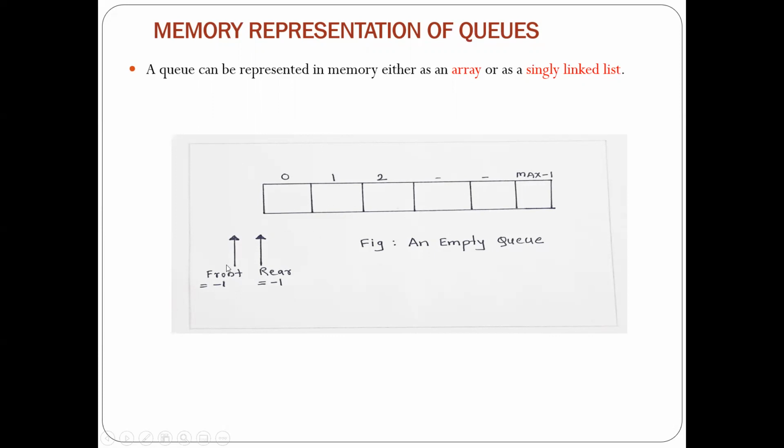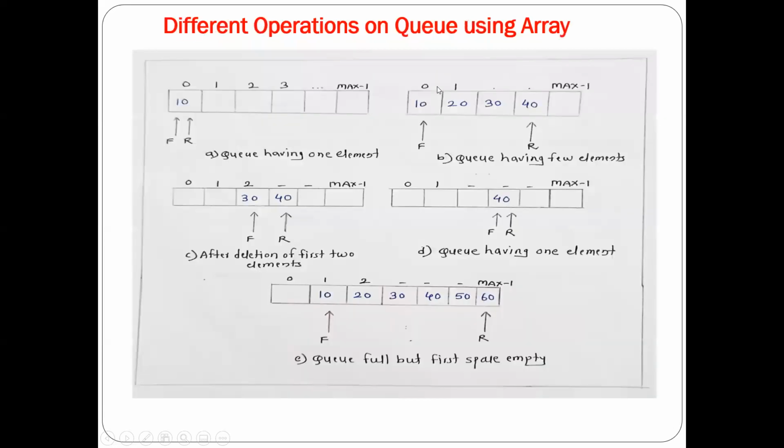That's why the front and rear ends are initialized to minus 1 here. This is when the queue is empty. At that time we have to check the condition: if the front and rear both are at minus 1, that means the queue is empty. This queue we can implement either by using an array or with the help of a singly linked list also. But in this video, we are going to see the array representation of a queue.